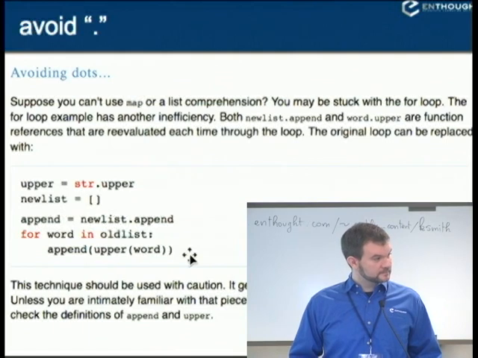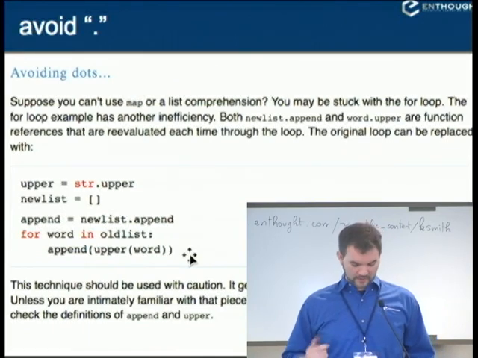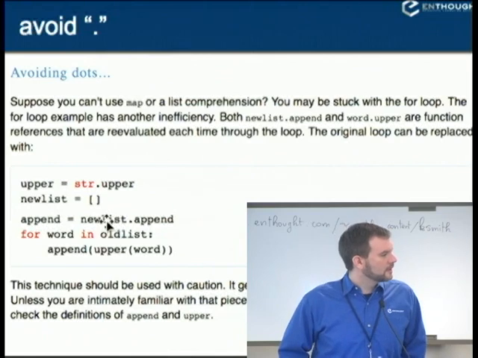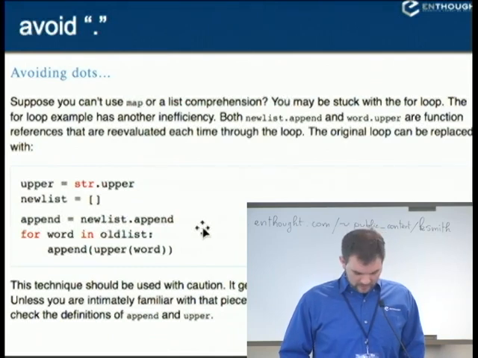So what if you do extend as opposed to append? If you have a list and you're extending things, what would you do in that case? You would do the same sort of thing. You would just say extend equals new_list.extend. And then, why is it faster? The string.upper, is that a function pointer that you're pointing to? Why is it so much faster?